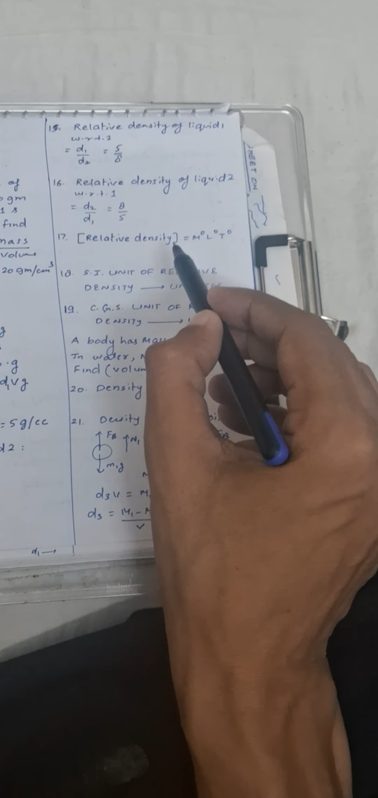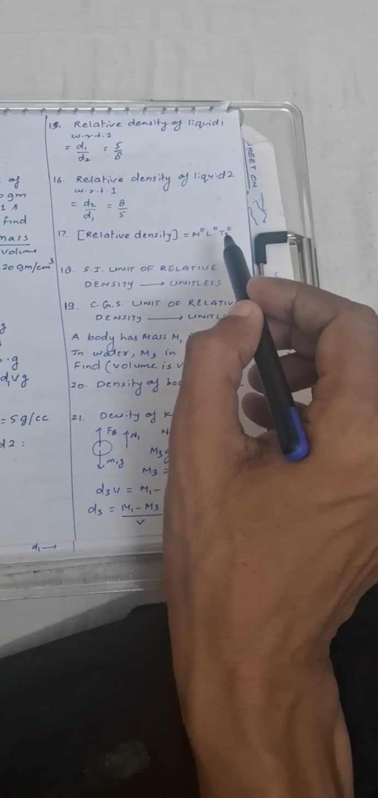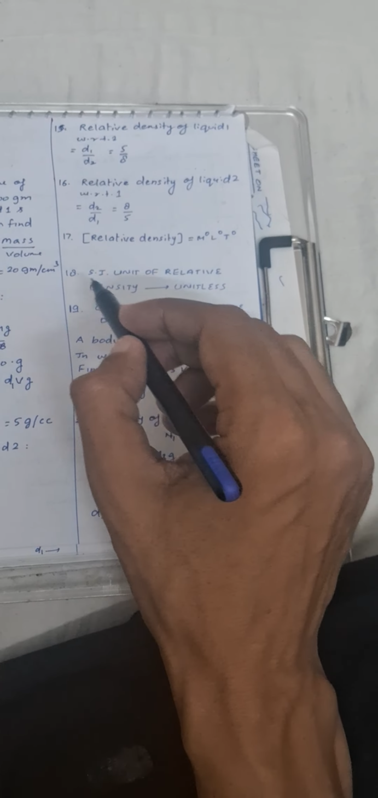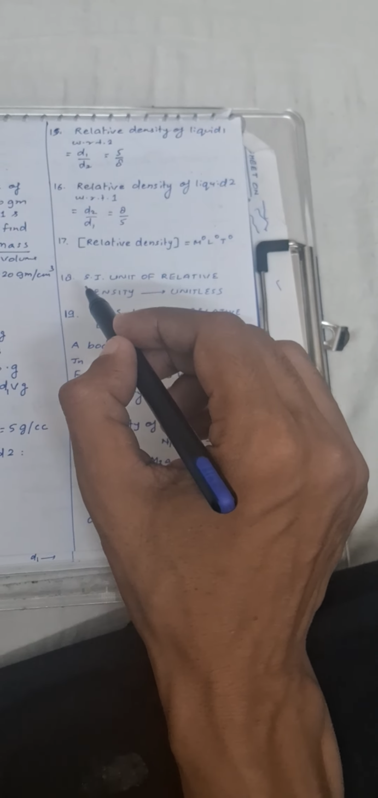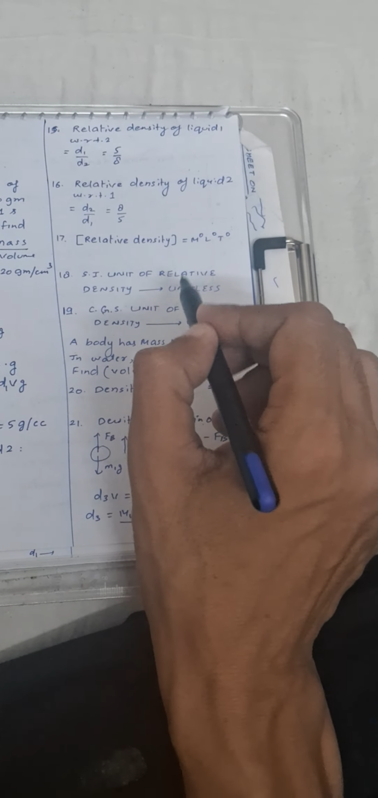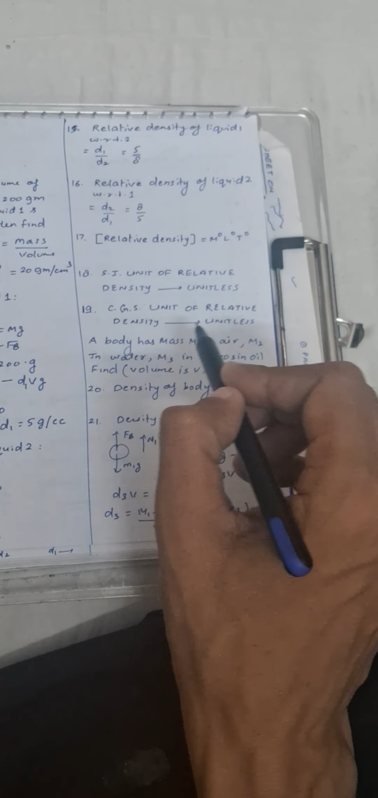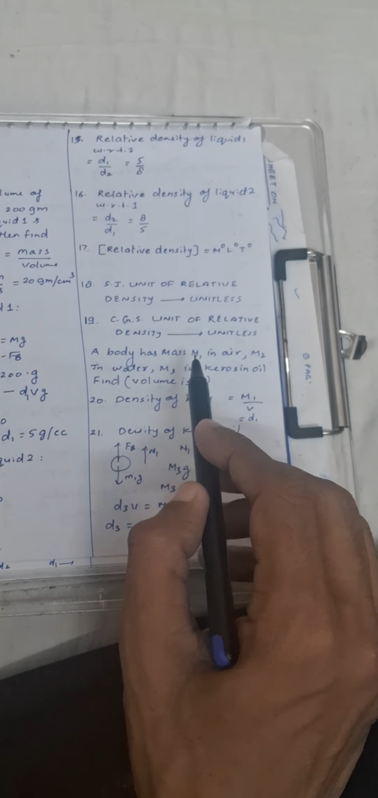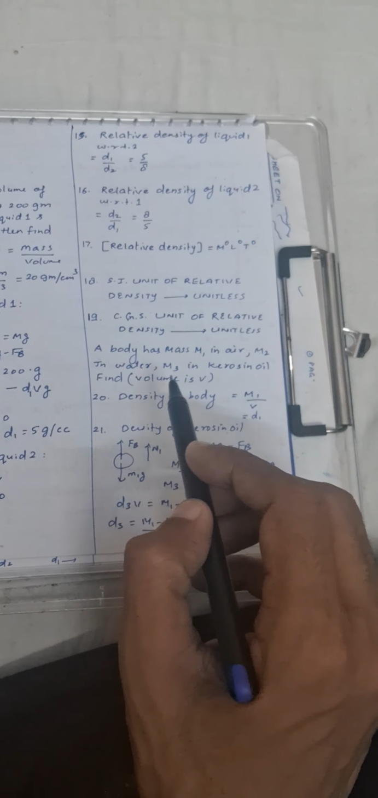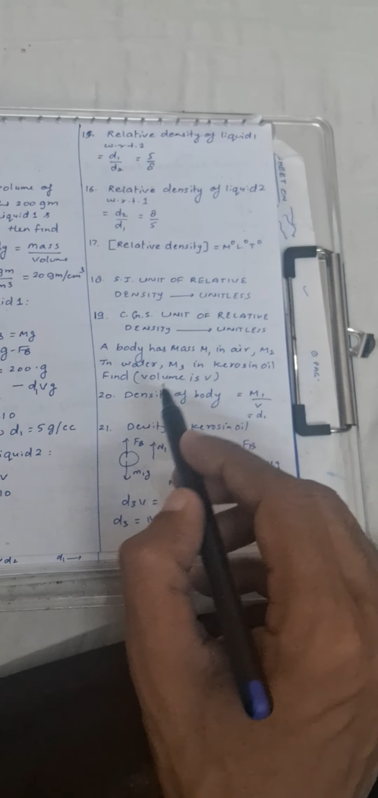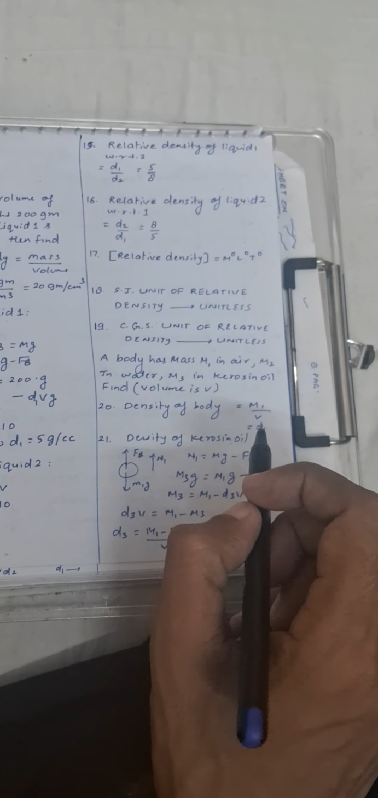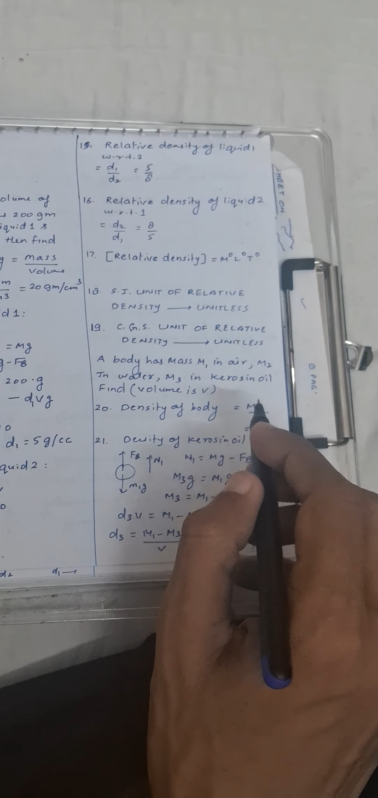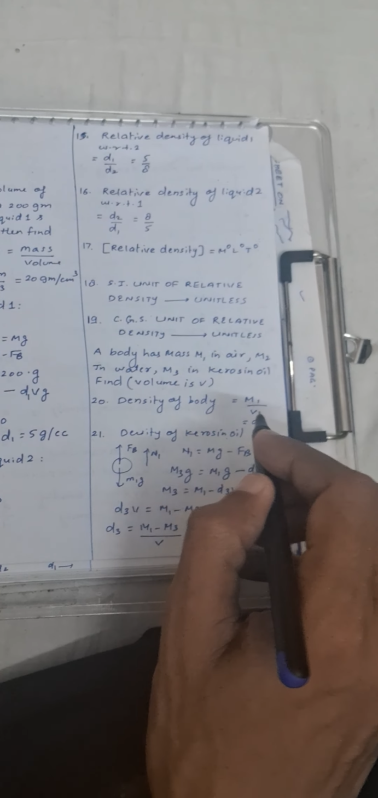Next is dimension of relative density. So it is M0 L0 T0. Next is SI unit of relative density. So it is unitless. Next is CGS unit of relative density. It is also unitless. Next question is a body has mass m1 in air, m2 in water and m3 in kerosene oil. Then find. Volume here is V. Density of body. So density of body is m1 by V, which I say as d1.